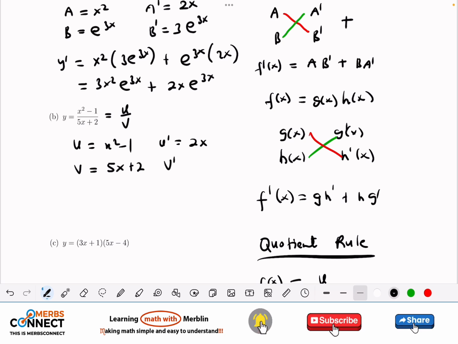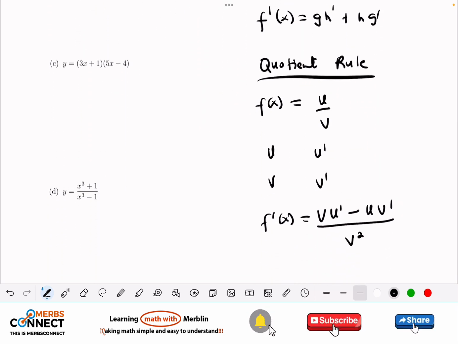What is v prime? When I differentiate 5x, don't forget this 5 is a constant multiplying x. So this is a constant multiple. Just maintain the 5 here and differentiate the variable. When I differentiate x, I'll get 1, right? And then when I differentiate 2, I'll get 0. So it means that this is supposed to give us 5, right?